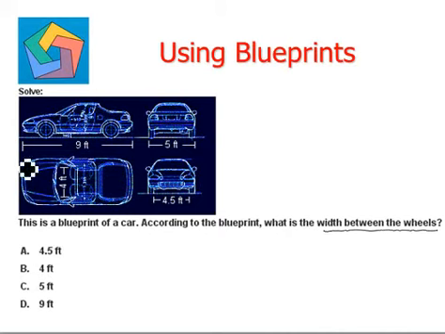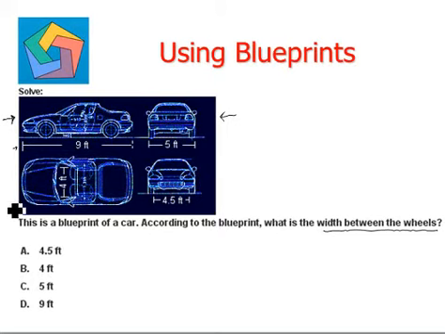Let's see the blueprint. Now the first image of the car over here shows the total length of the car from end to end, that is from this point to this point, that is 9 feet. If we look at the second picture, it shows the width of the car including the width of the wheels.